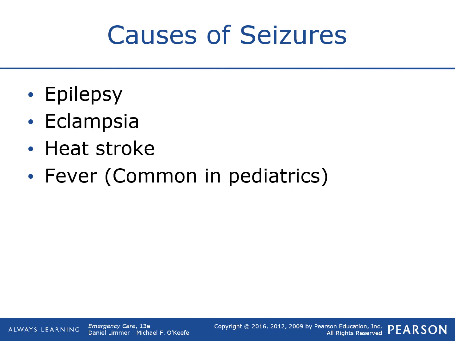Eclampsia, which we'll talk about a little bit in OBGYN. Eclampsia is something that we can see in pregnancy. So we'll talk about that a lot more later, but it's something that happens in a pregnant patient. Heat stroke, so if the brain just gets too hot. And in turn, fever. Fever is probably number one, I don't know the actual statistics, but it's probably the number one cause of seizures in pediatrics.